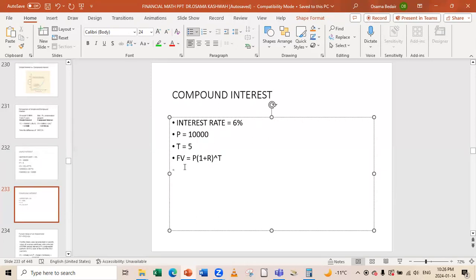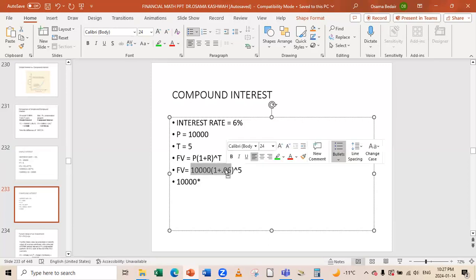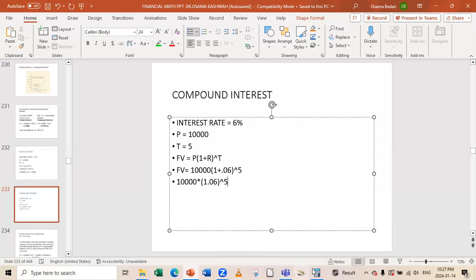When we substitute here, the future value equals 10,000 multiplied by 1 plus R. The R is 6%, 0.06. Now we have the time, which will be the power of 5 years. So it will be 1.06 to the power 5. Let's go and calculate how much it will be.